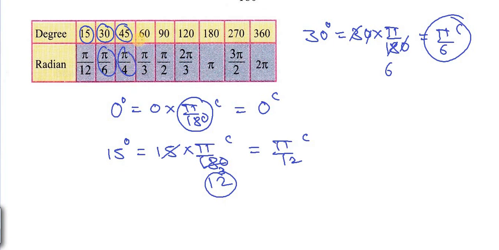45 degree pi by 4 radian. 60 pi by 3 radian. 90 degree pi by 2 radian. 120 degree 2 pi by 3 radian. 180 degree pi radian. 270 degree 3 pi by 2 radian. 360 degree 2 pi radian.